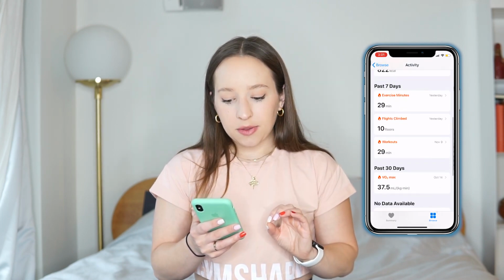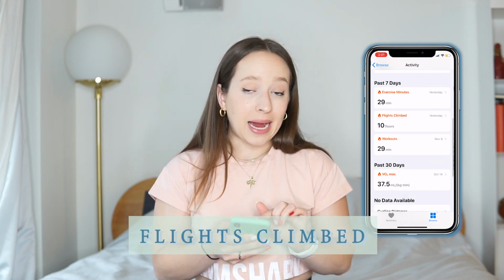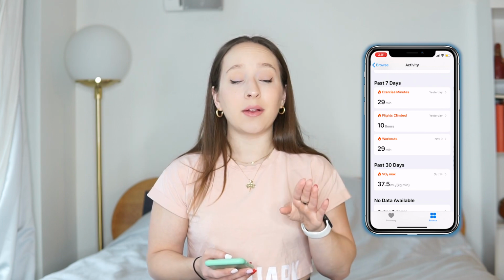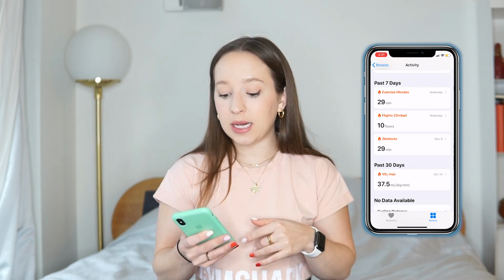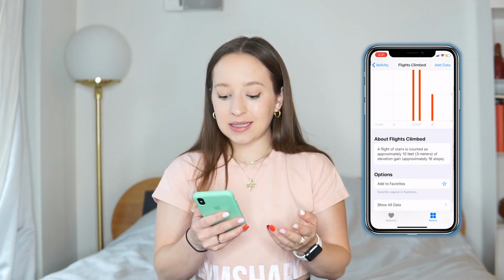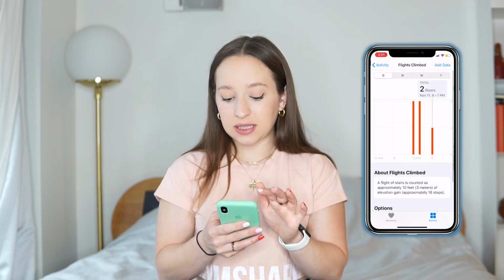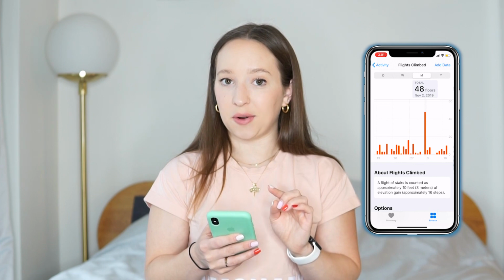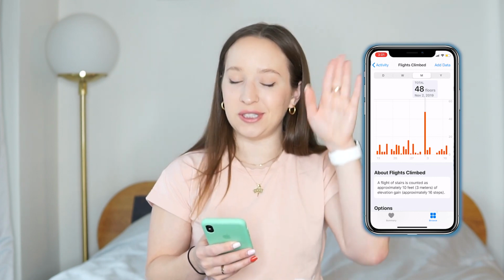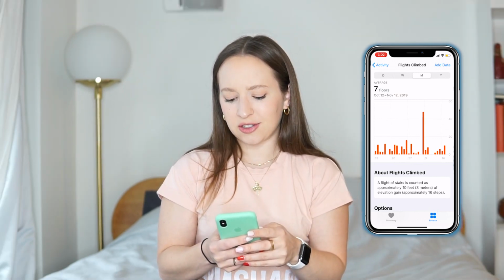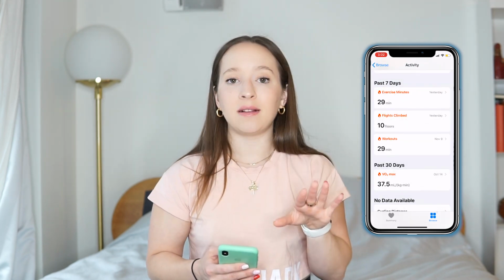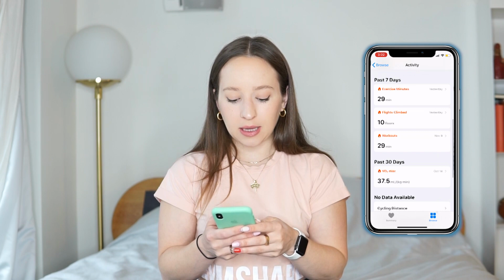Getting into the next couple things, flights climbed is interesting because I do low intensity steady state walks on an incline on the treadmill a few times a week, and that's interesting to sometimes look at. You'll see I just went on a hike last week. I was in Joshua Tree, so that's what that 48 floors is. I went on a huge hike, but the rest, it's interesting to look at, if you do incline workouts, how many floors you're climbing.